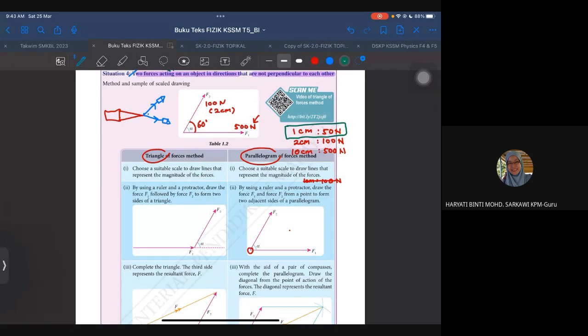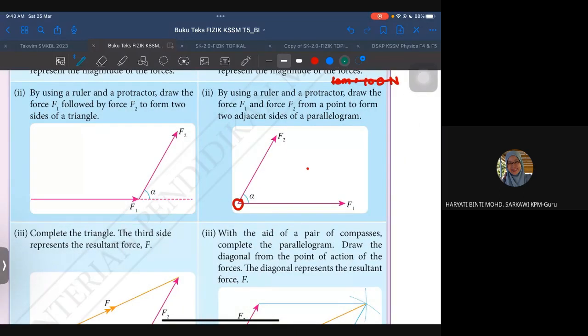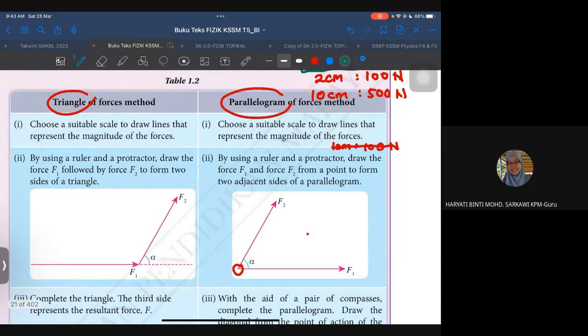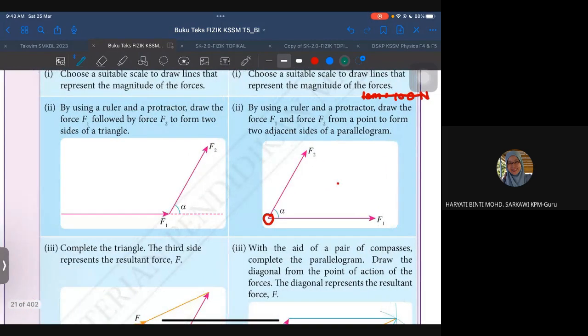When you draw the diagram, you start by drawing one force first. Let's say the easier one to draw is the horizontal one. So we draw F1. F1 is 500 Newton, which is 10 cm. So you measure 10 cm, start by putting one mark like that, then measure 10 cm. This 10 cm represents 500 Newton according to your scale.